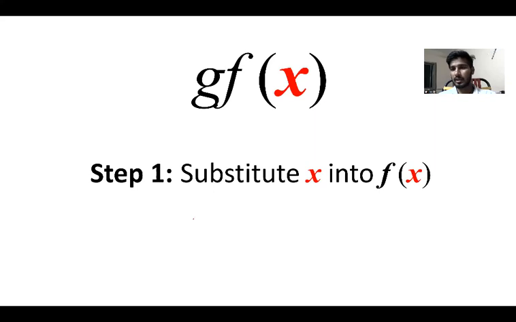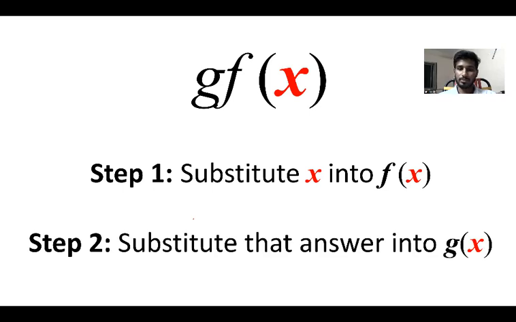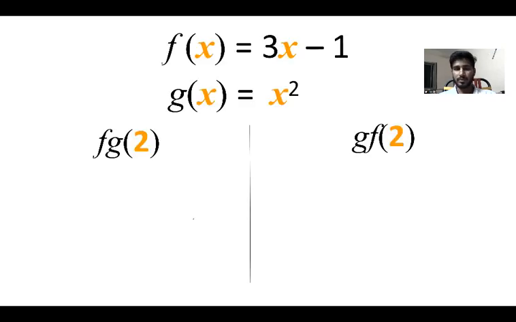So the answer is the output. And g of f of x: substitute x into f of x, and substitute the answer into g of x. So here is the example problem. F of x is 3x minus 1 and g of x is x squared.